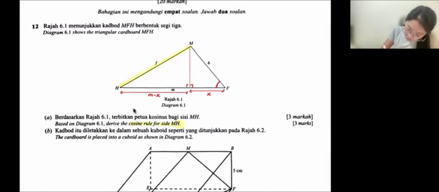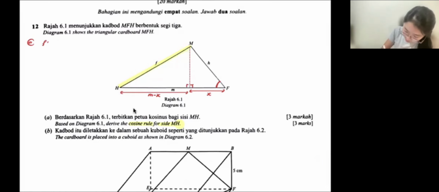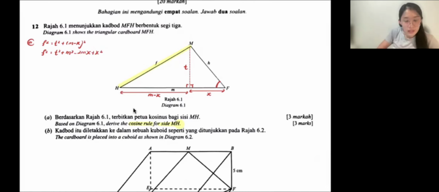So question A over here, let us use Pythagoras theorem. We focus on this triangle first. Pythagoras theorem, you can generate F squared equals to, this height, I'm going to label a letter over here. Let's say T, tinggi, because H taken already. So T squared plus M minus X squared. Then you expand here. F squared, T squared plus M squared minus 2mx plus X squared. This gives you your equation number 1.